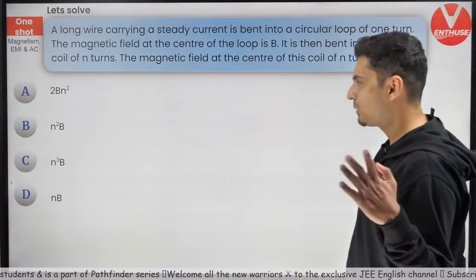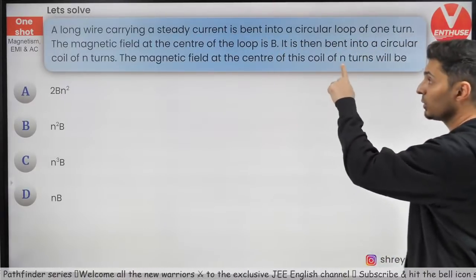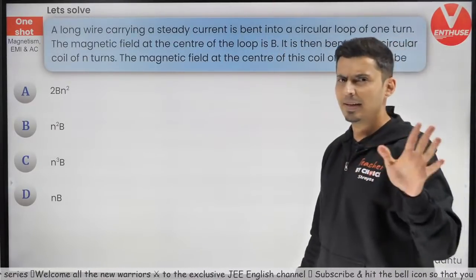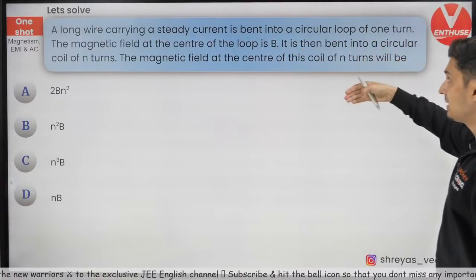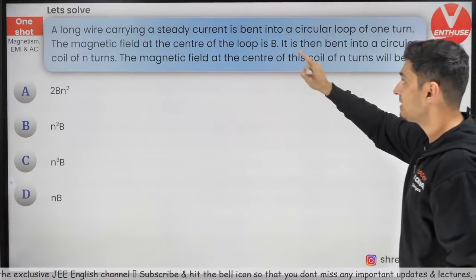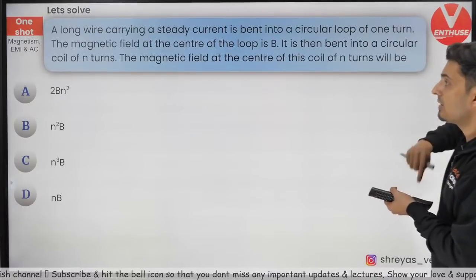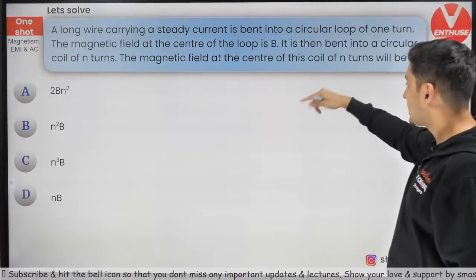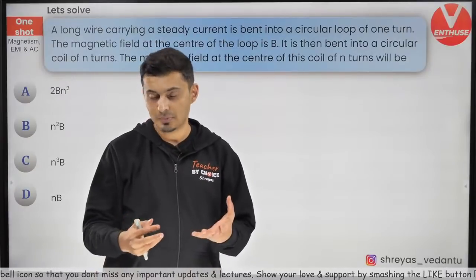Okay, a lot of students are going to waste a lot of time. Now this is a tricky one. This will take some time for you to think, but 1.5 minutes, not more than that. A long wire carries current. It's bent into a loop of 1 turn. The field at the center is B. You take the same wire, but now you bend it into n turns. Now the field at the center of the loop will be how much?